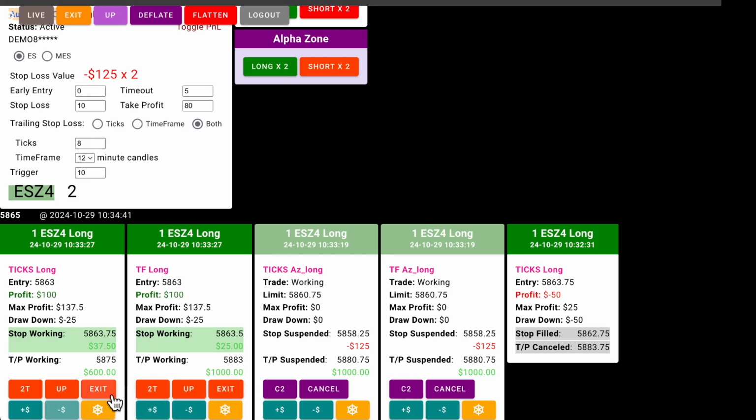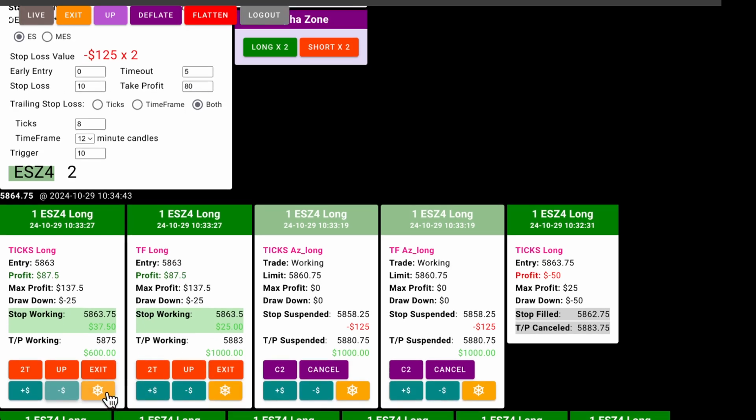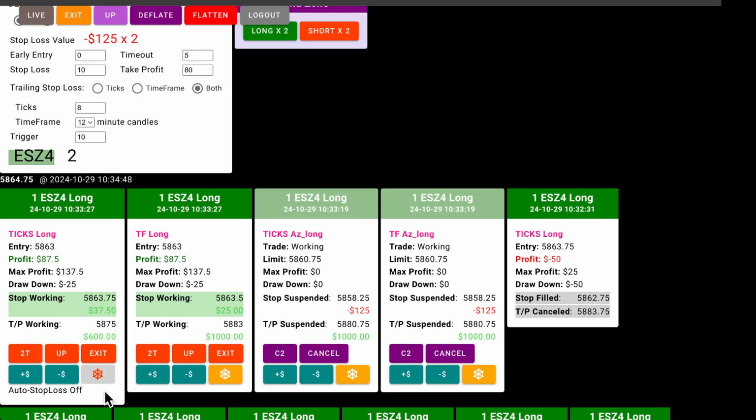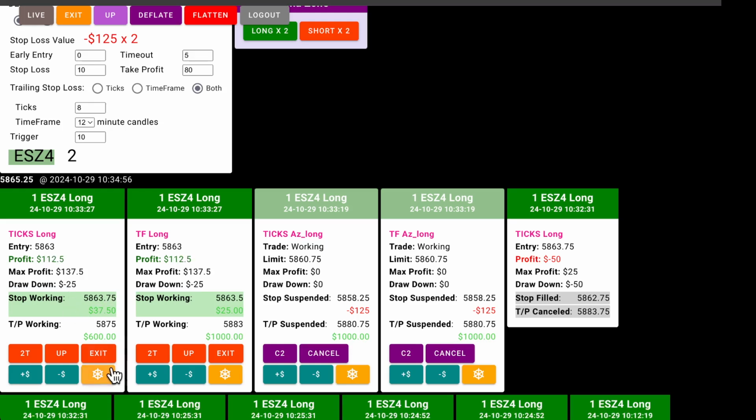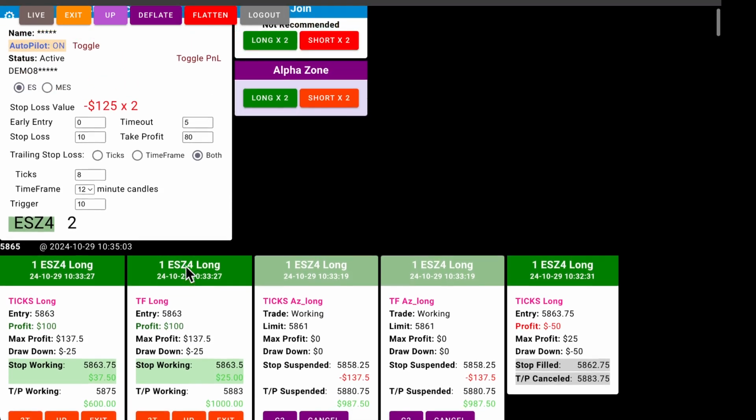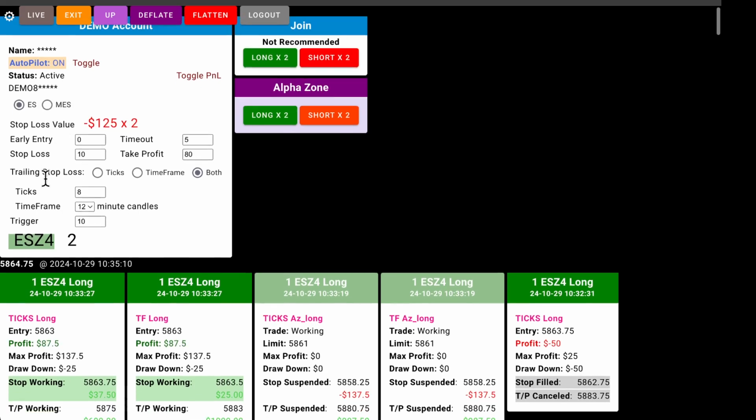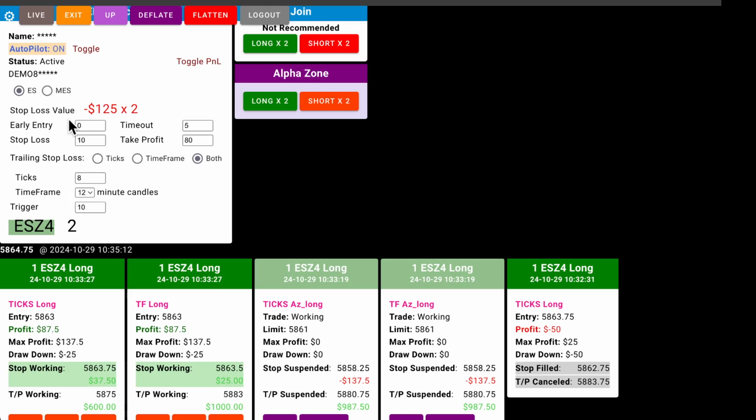Now, if I want to completely manage it myself, you can click on this, and now auto stop loss management is off. So now the stop loss won't change. You have to manually change it, or you can turn it off for a little bit and then turn it back on, and it will immediately manage the stop loss for you again. Okay. Let's quickly talk about this, and then I'll let you guys go because I'm sure you want to go practice what you learned here, and I want to publish it as well.